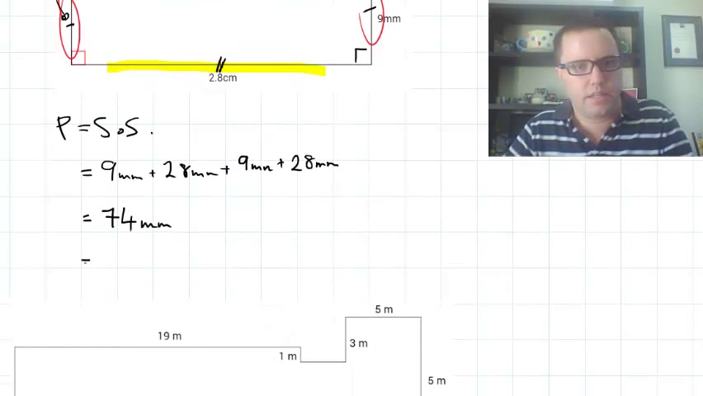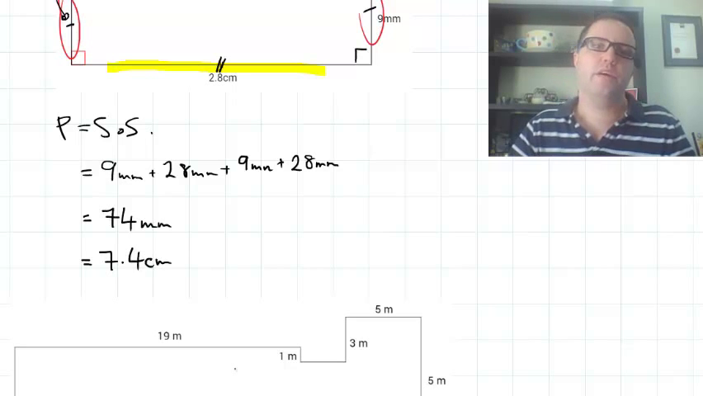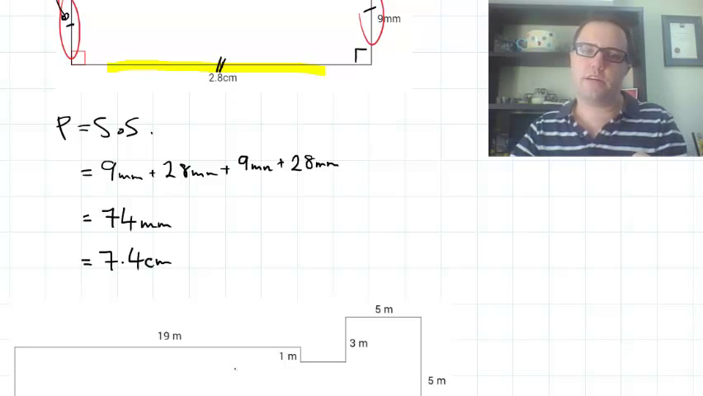But let's write that as 7.4 centimeters. Okay, so that's how we're going to go about our perimeter. That's how I'd like you to work it out.